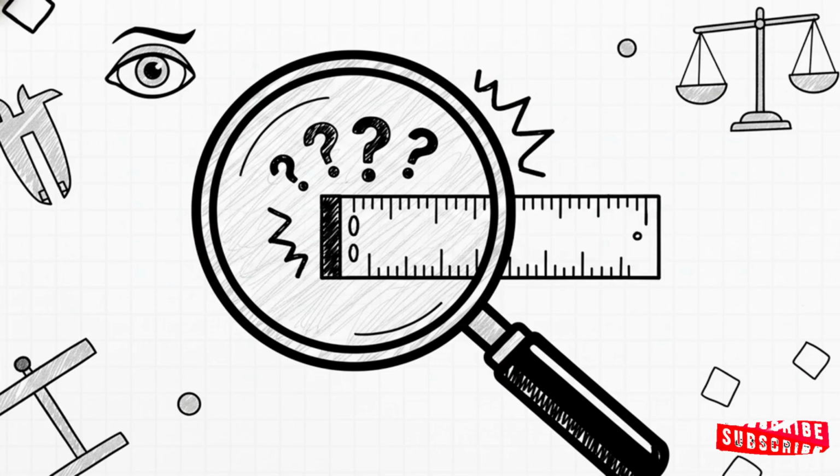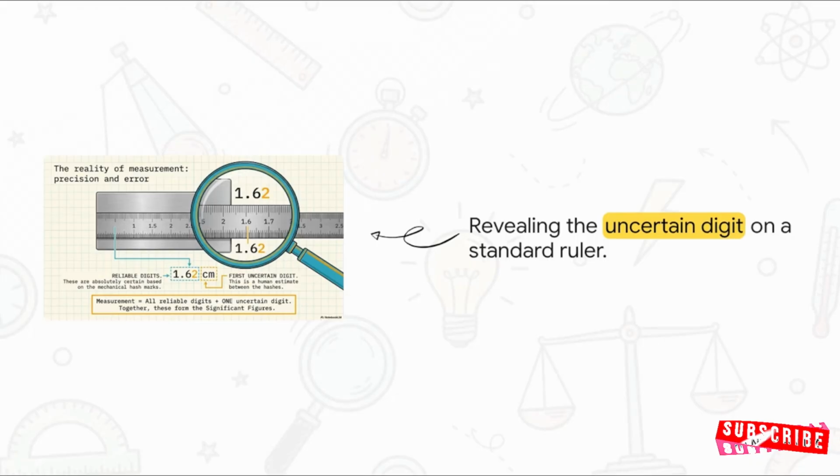And that brings us to the whole concept of significant figures, which is basically how we honestly communicate our uncertainty to everybody else. Let's look at this everyday example. Imagine you're looking through a magnifying glass at a standard ruler. That 1.6 centimeters? That is absolutely reliable. The mechanical hash marks guarantee it. But what about that final 2 at the end, making it 1.62?